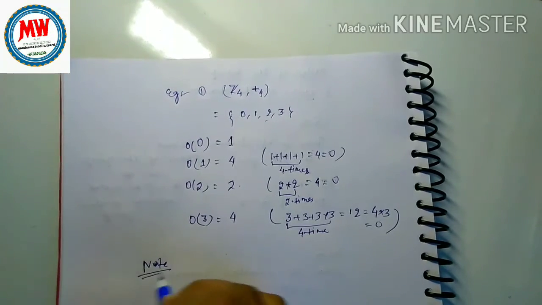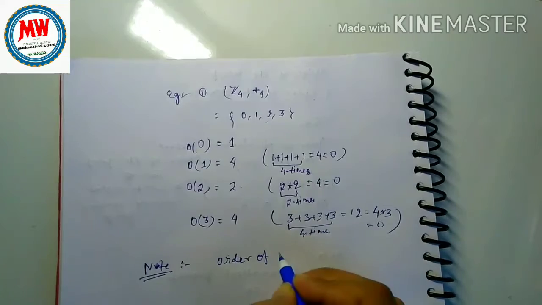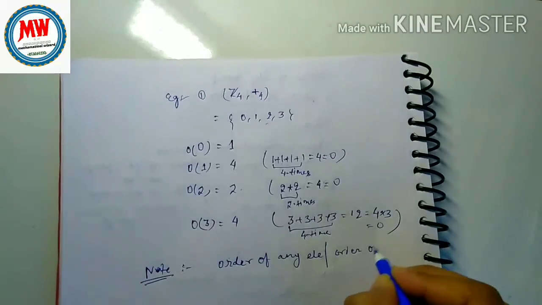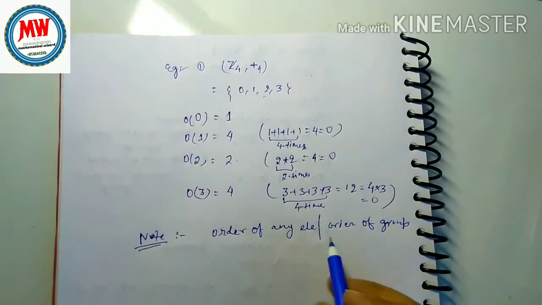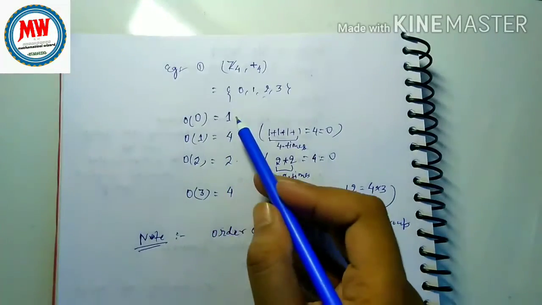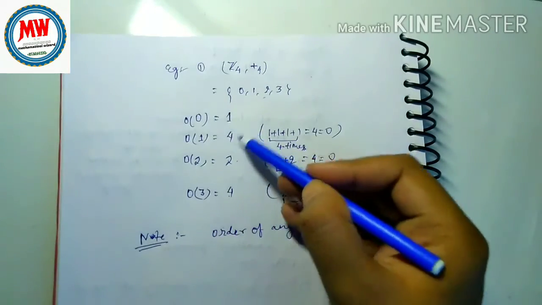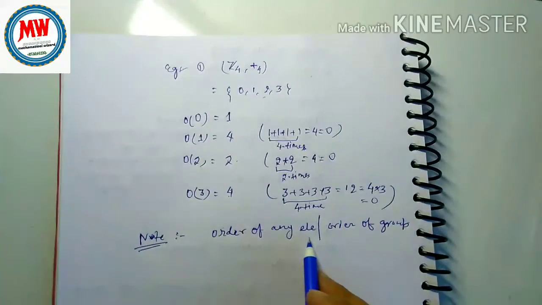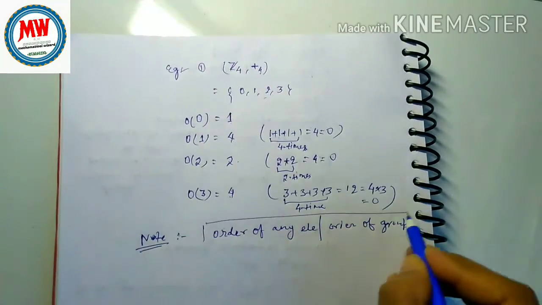We can note here that order of any element divides order of the group. That is, order of any element must divide order of the group G. We can see from here the orders of all the elements are 1, 4, 2 and 4, and order of the group is 4. So all these numbers 1, 4, 2 and 4 divide 4. So order of all the elements from any group divides the order of that group. We should remember this always.